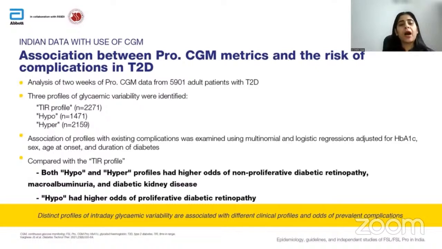So clearly showing how hypoglycemia and hyperglycemia profiles show an increased risk of complications in patients with type 2 diabetes. You can clearly see a relation there. Also, the hypoglycemia profile had higher odds of proliferative diabetic retinopathy. So clearly, the distinct profiles of intraday glycemic variability are associated with different clinical profiles and odds of prevalent complications.